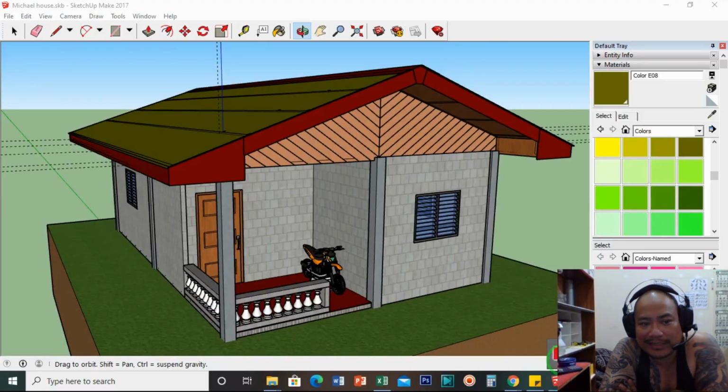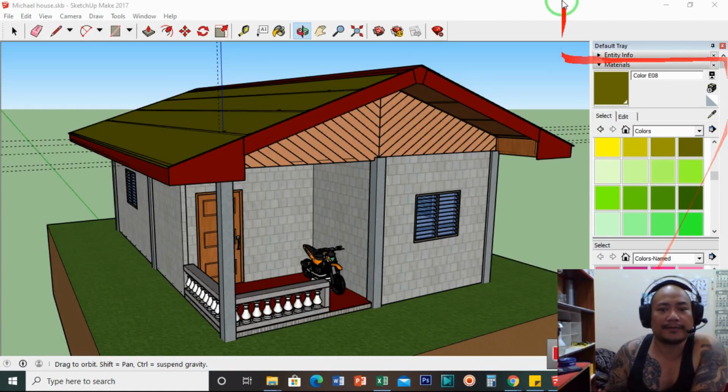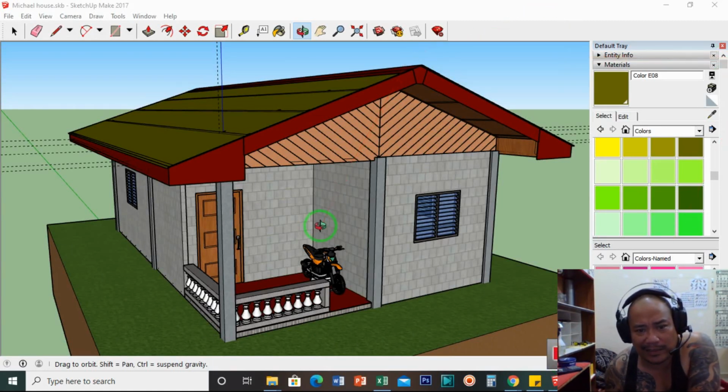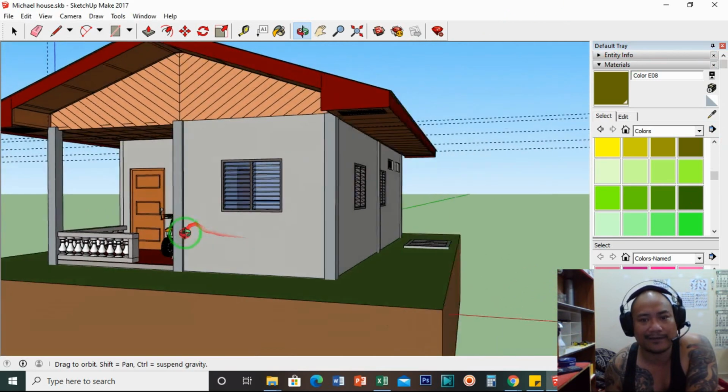So this is my sketch for my friend's house. This is located somewhere in Negros. It's just a small house. It's around 6 meters by 9 meters, approximately 54 square meters of floor area.